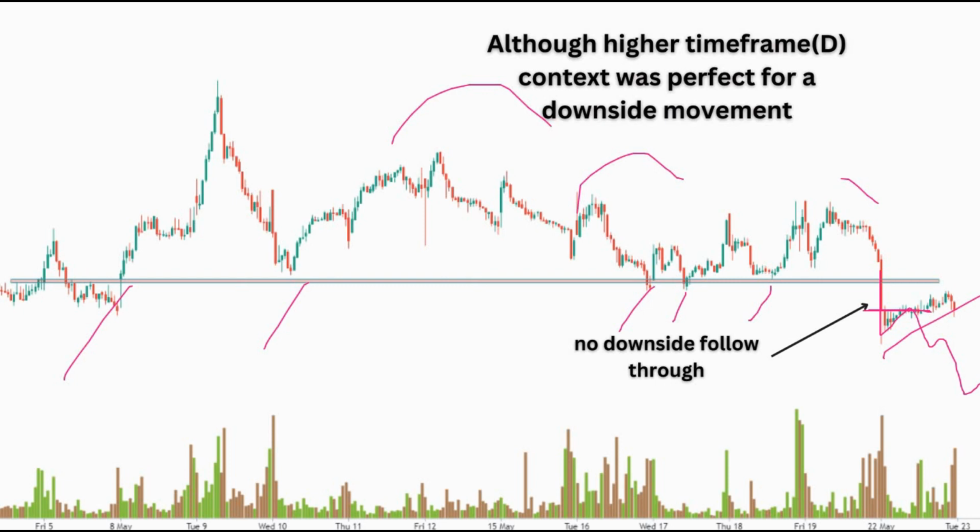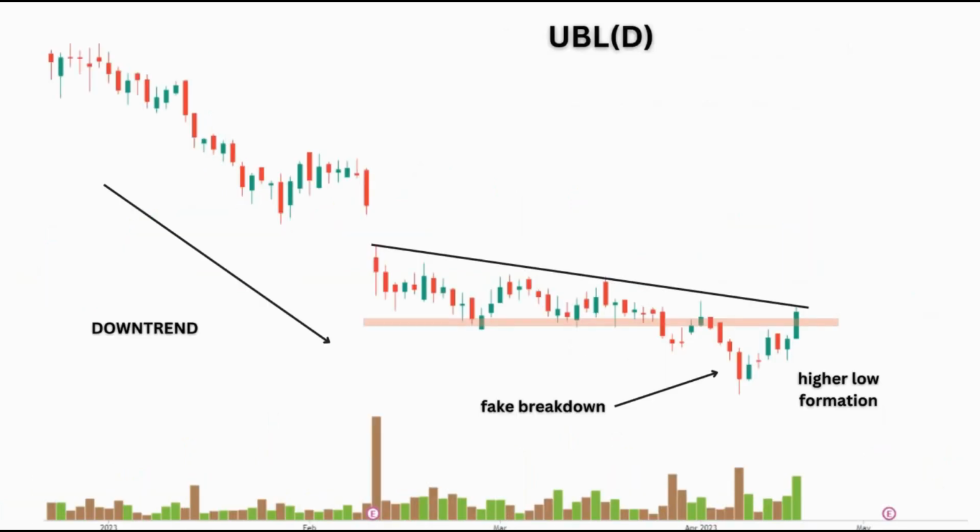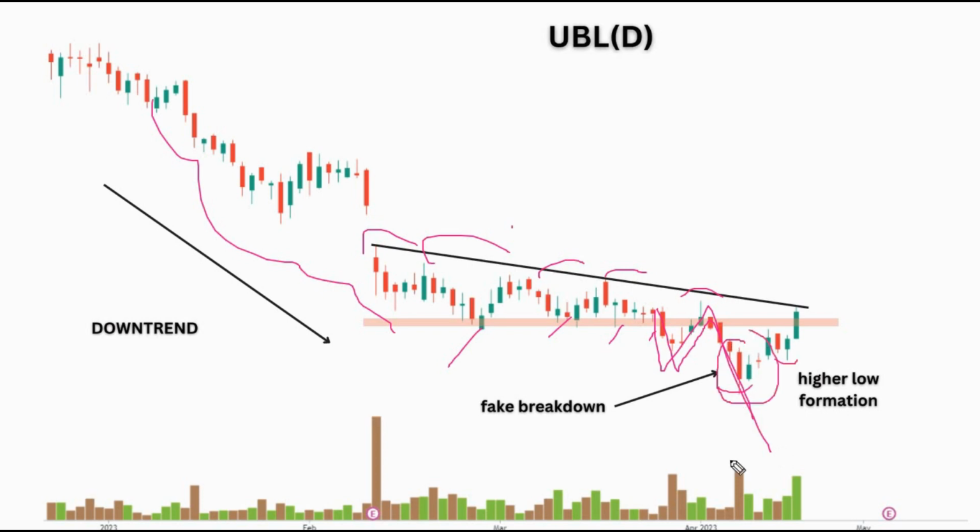So now let's look at another example. This is the chart of UBL on the daily time frame. After a strong downtrend, what happened? Continuous lower high formation, support zone getting tested multiple times, breakdown, retest, again continuation. But what happened? After this down leg, prices started to form a higher low formation, and after this strong selling candle with high volume, no downside follow through.